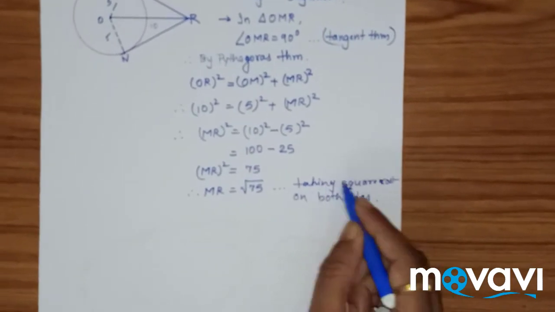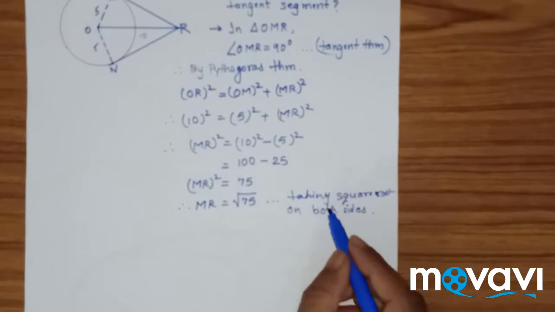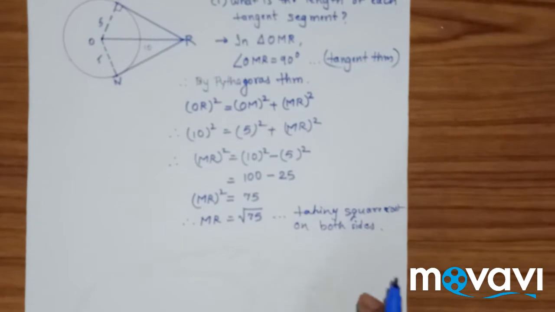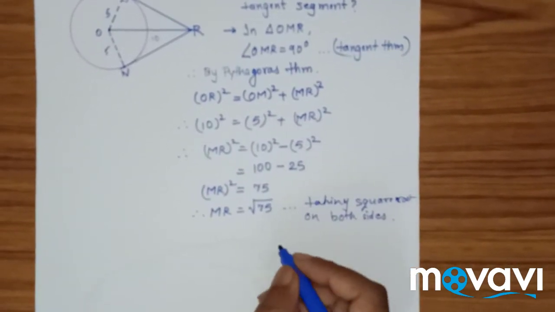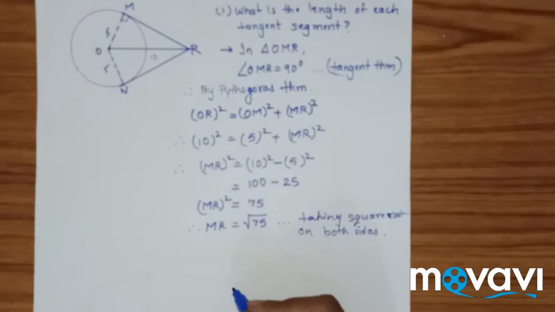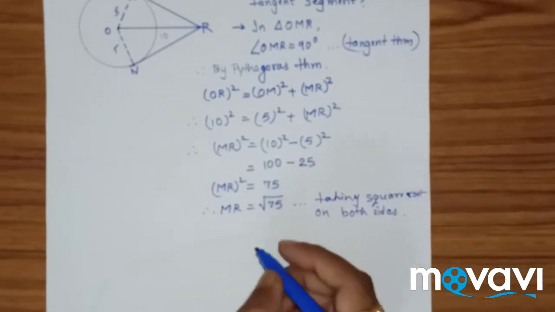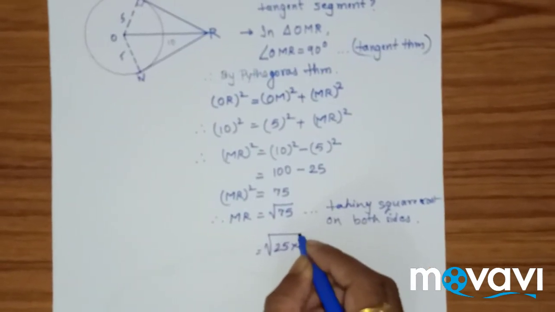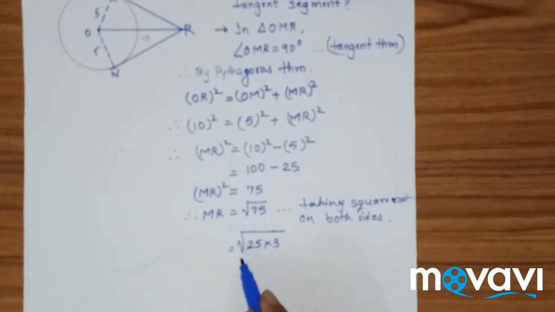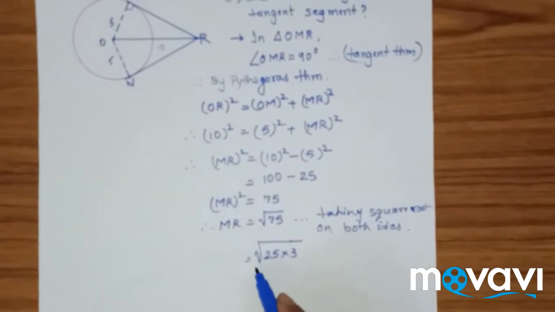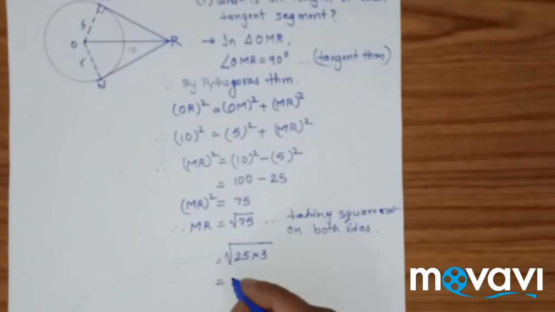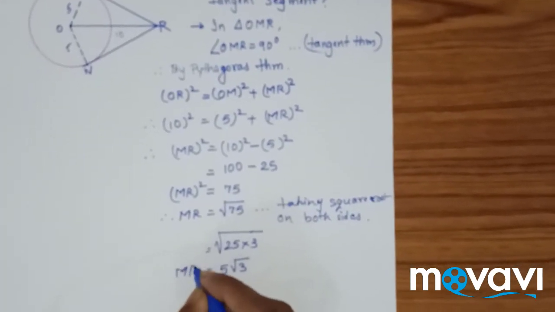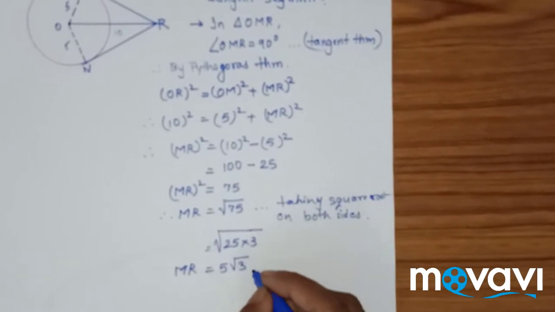You just have to mention the reasons. Sometimes it is very important for you all to mention the reason, even if you feel it is very silly to write this, but you need to mention the reason. So now this is root 75. 75 can be written as 25 into 3. Since 25 is a perfect square, I will take this outside the square root sign. It becomes 5 root 3. Okay. So MR is 5 root 3 centimeter.